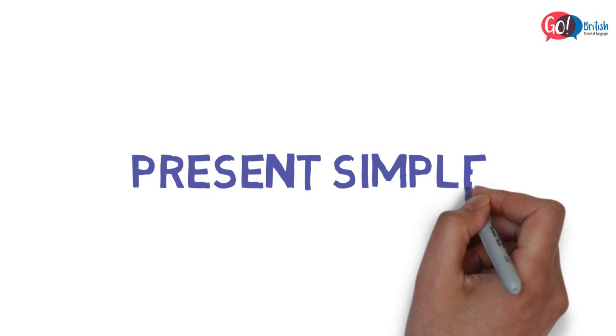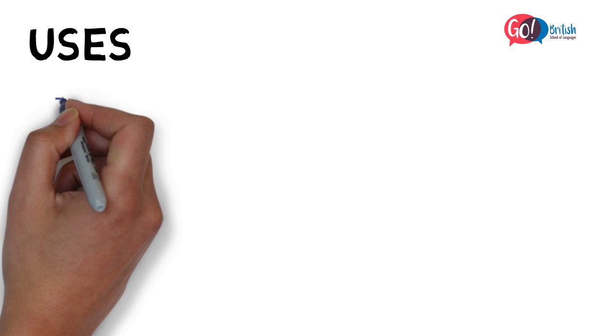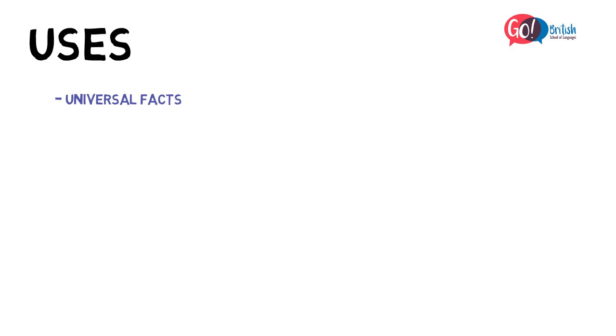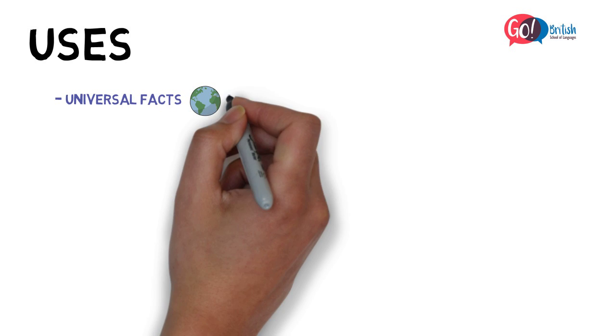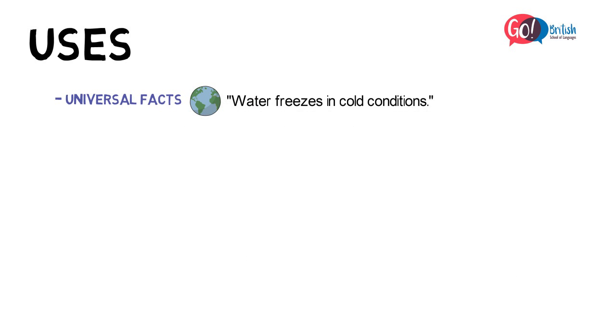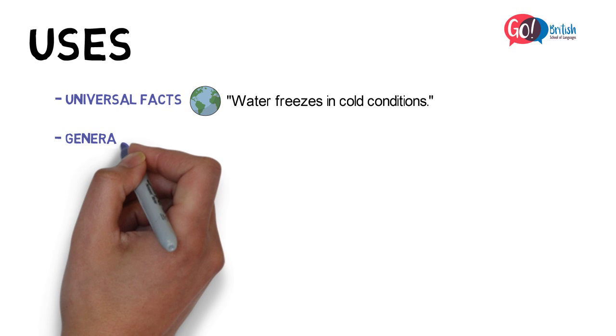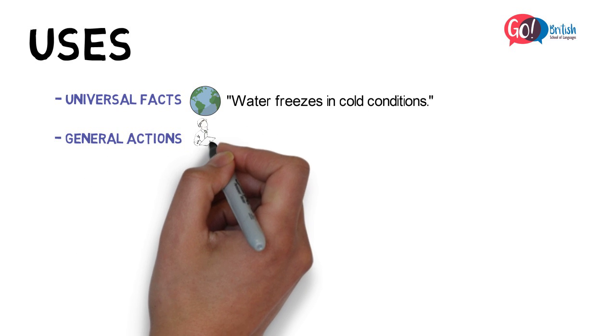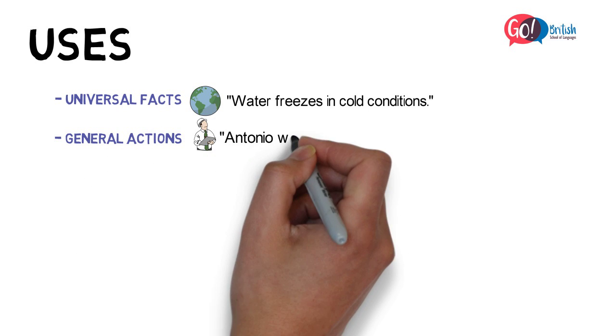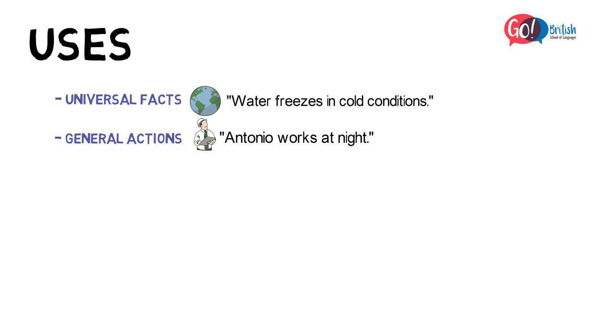Today we're going to talk about the present simple, the most basic structure in English. Now, when do I use the present simple? First, for universal facts, which happen everywhere on the earth. For example, water freezes in cold conditions. For general actions, for example, Antonio works at night.